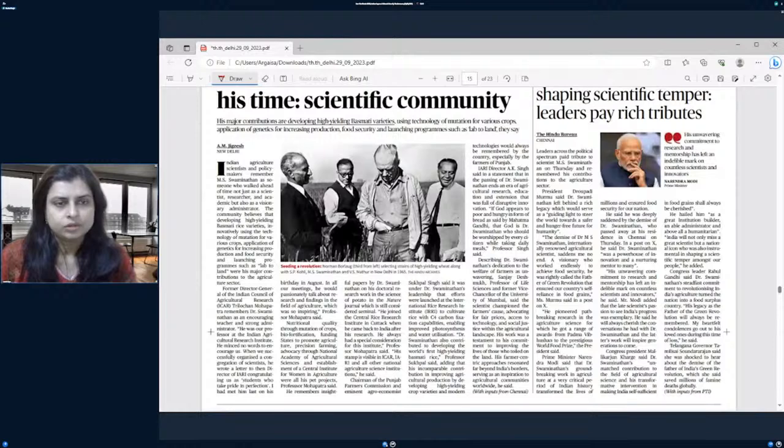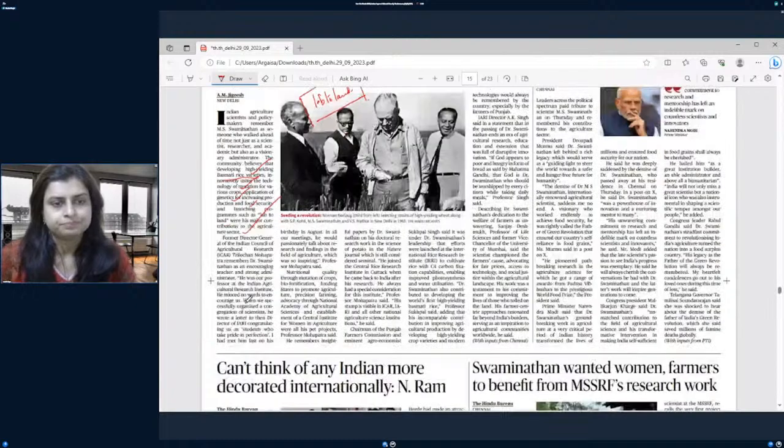Indian agriculture scientists and policymakers remember M.S. Swaminathan as someone who walked ahead of time, not just as a scientist, researcher and academic, but also as a visionary administrator. The community believes in developing high-yielding basmati rice varieties, innovatively using the technology of mutation for various crop applications of genetics for increasing production and food security, and launching programs such as lab to land. That means all the research happening in labs moving to land was his major contribution to the agriculture sector. Former director Dr. Swaminathan was an encouraging teacher and strong administrator, he was a professor.